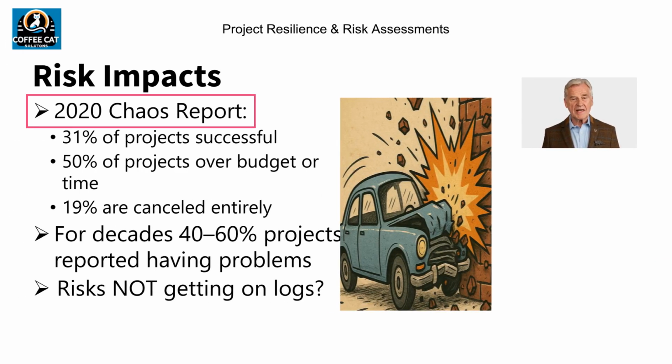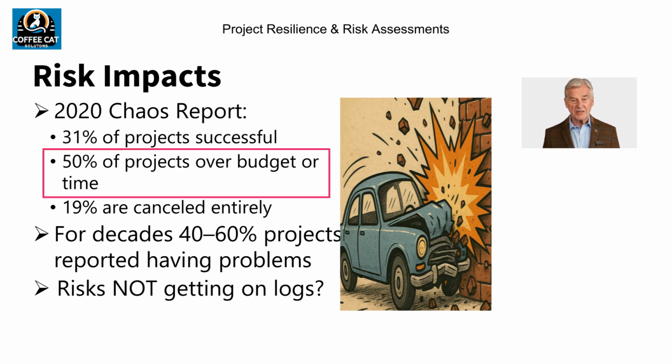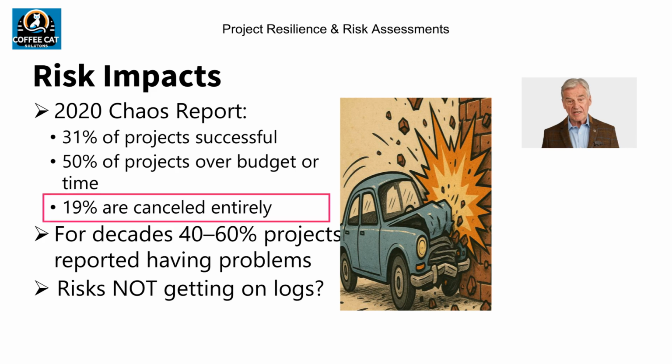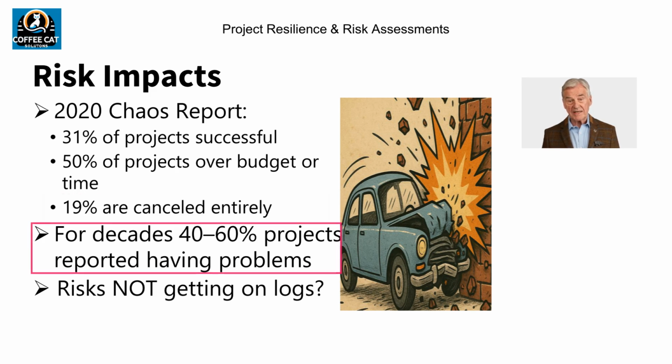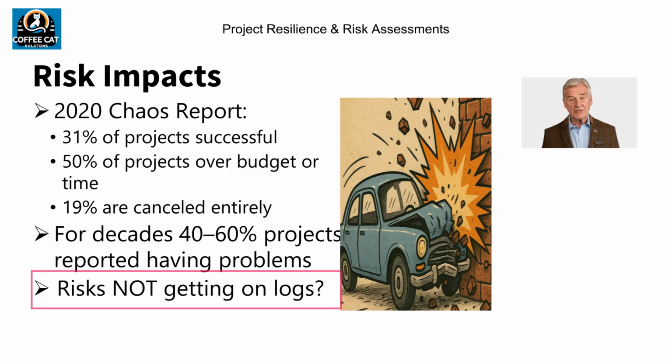According to the 2020 Chaos Report, which has tracked IT project performance since the 1990s, 31% of projects are successful. 50% of projects go over budget and/or schedule. Not a failure but not a success either. And 19% are cancelled entirely. Despite decades of project failure analysis, we still hear that 40 to 60% of projects have serious problems or fail. When it comes to AI projects, the reported problem and failure rate is higher. My conclusion is that there are a lot of project risks and issues that are not getting onto the logs for mitigation.